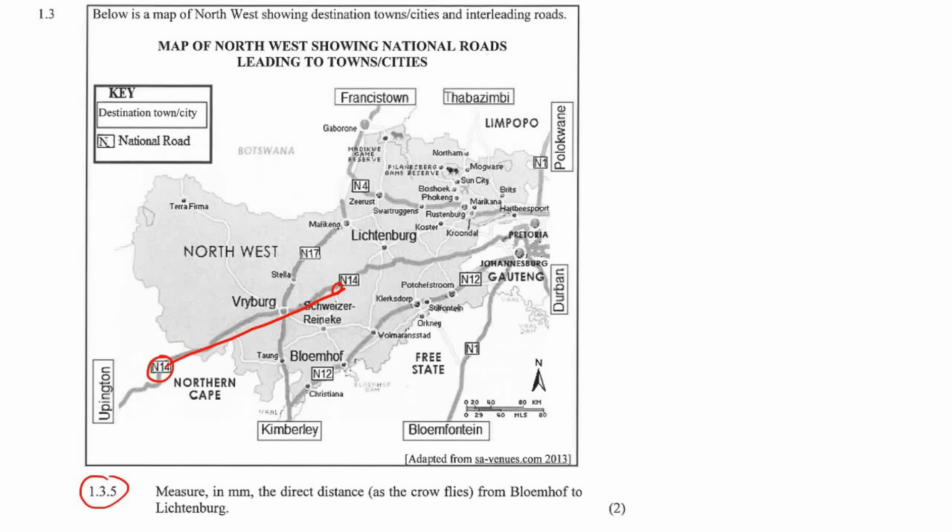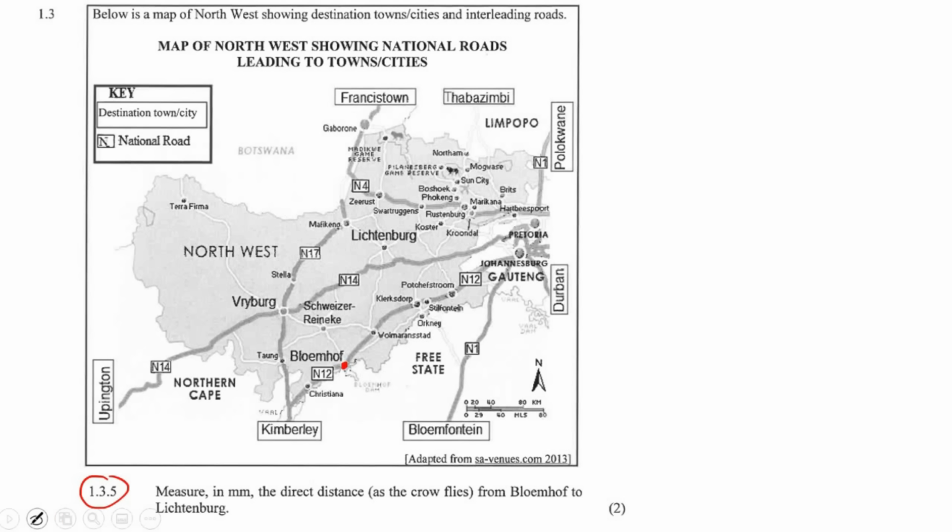So we fly completely straight. So we forget about the fact that the road goes like this. So we go just like a bird. That's why we say as the crow flies. So, measure in millimeters the distance as the crow flies from Bloemhof. So where's Bloemhof? I see it there, but we've got to know which one it is. Is it this little dot? Yeah, it'll be this dot over here. So that's Bloemhof.